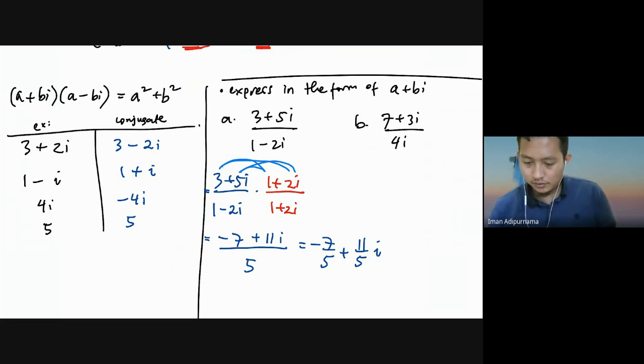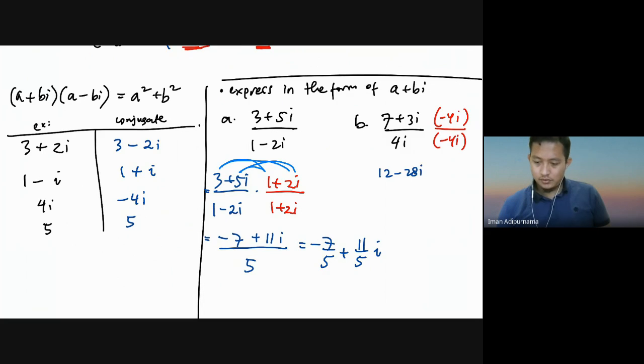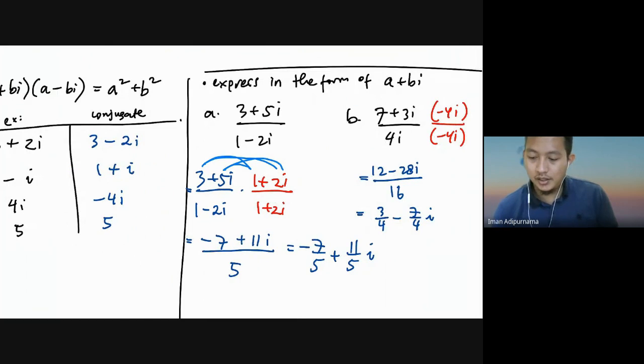Okay, the second one, we need to multiply with the conjugate, which is the negative 4i. And we get 12 divided by 16, or we can write this as 3 over 4. So this is what the question means. We need to make the form a plus bi.